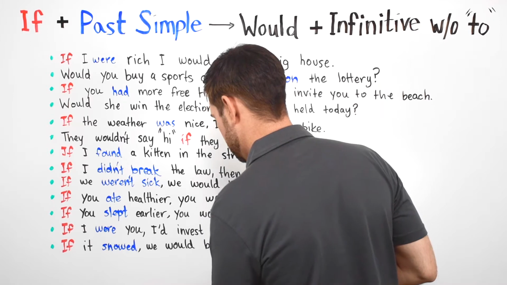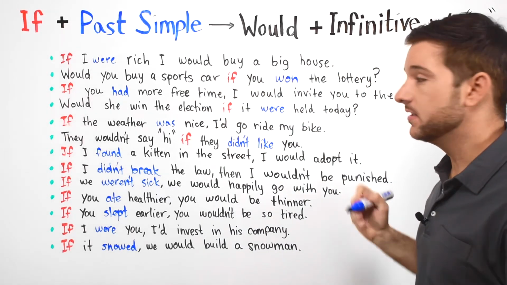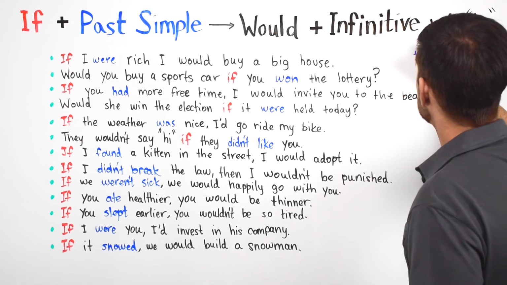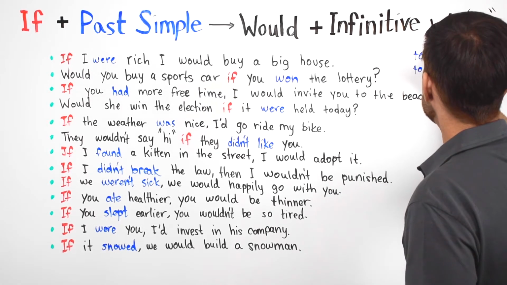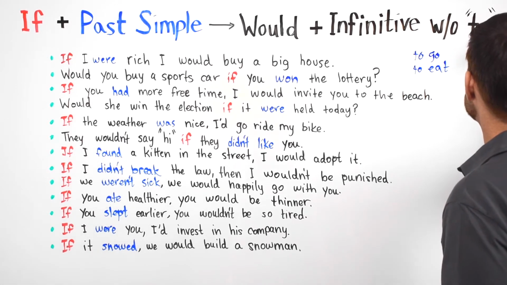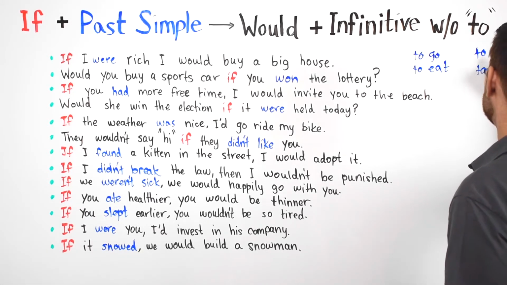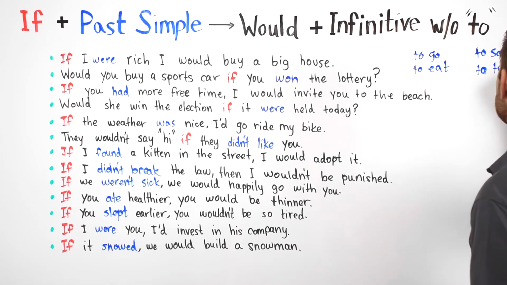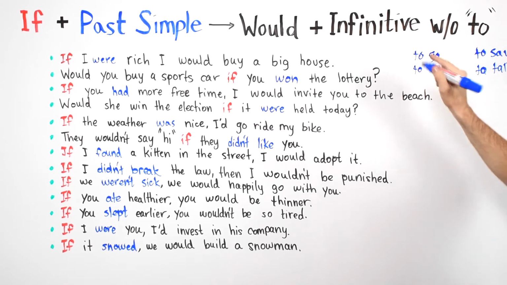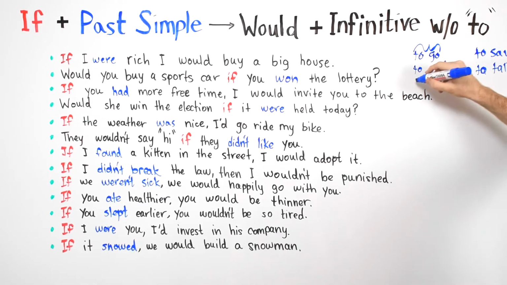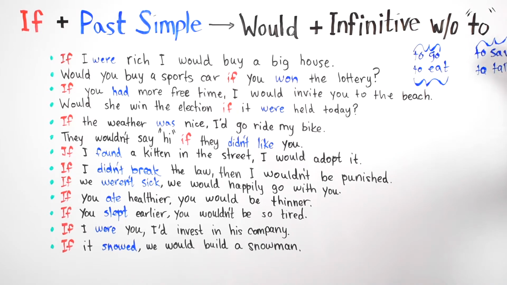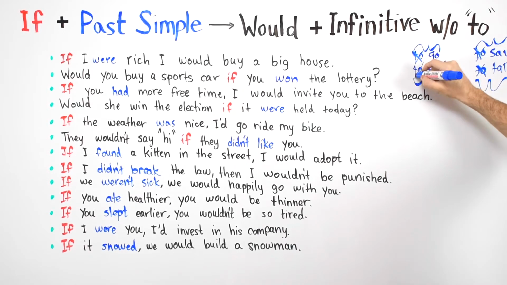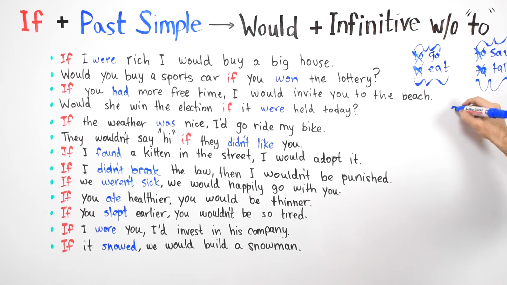Do you know what an infinitive is, guys? An infinitive is a verb like to go, to eat, to say, to talk. This is all an infinitive right here. Now, infinitive without the word to. Get rid of to. So now it becomes known as a base infinitive.